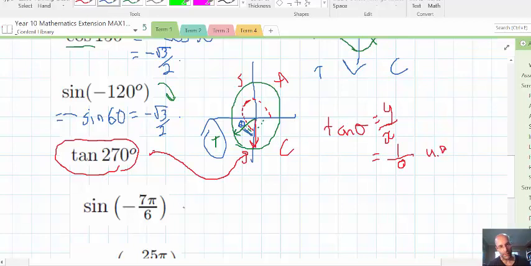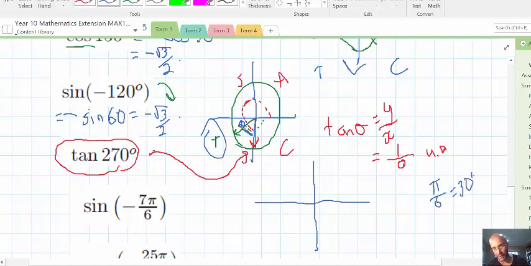Next, we've got sine of negative 7 pi on 6. So we're in radians now. Remember that 1 pi on 6 is 30 degrees, because 180 divided by 6 is 30. So we've got negative 7 pi on 6. That's going to go clockwise.